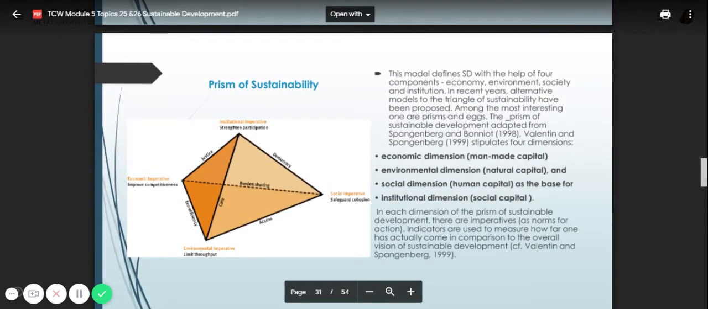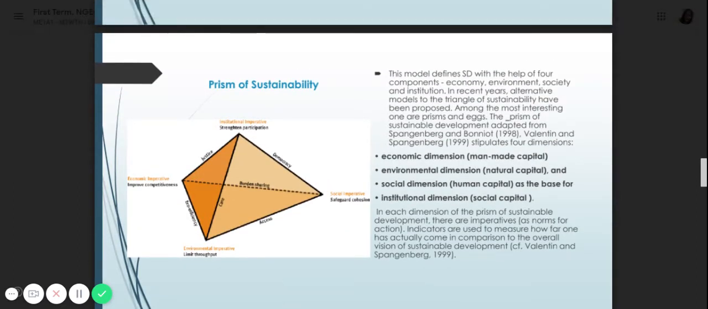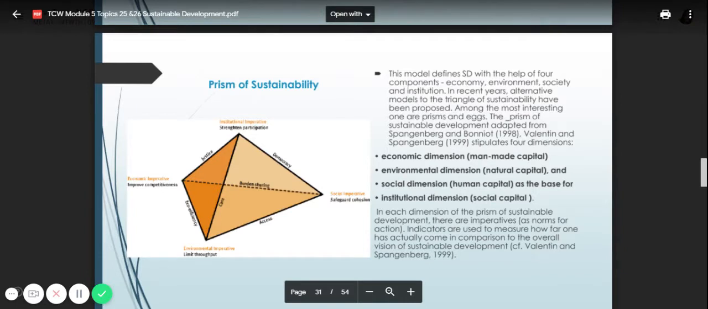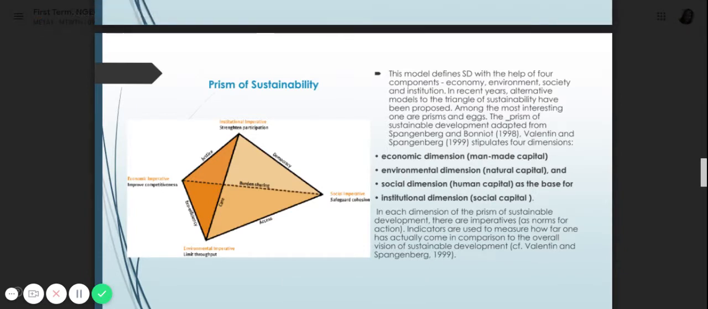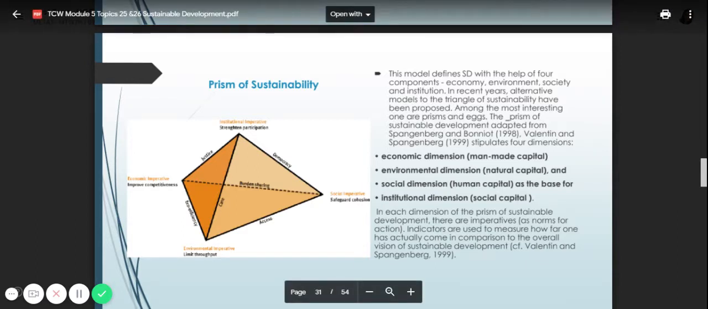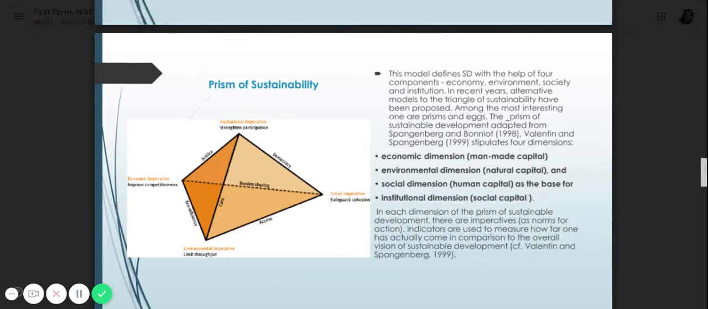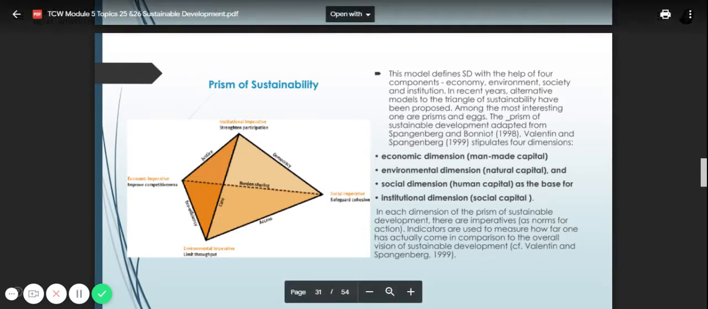And the prism of sustainability. Now here the prism. This model defines sustainability with the help of four components: economy, environment, society, and institution. So in recent years, alternative models of the triangle of sustainability have been proposed. Among the most interesting ones are prisms and eggs.